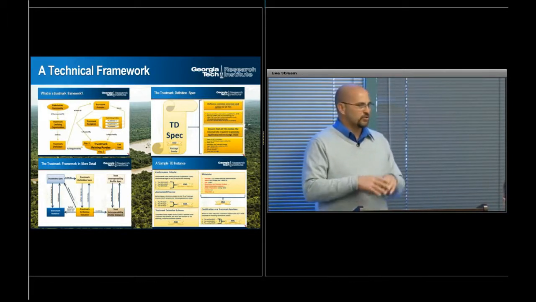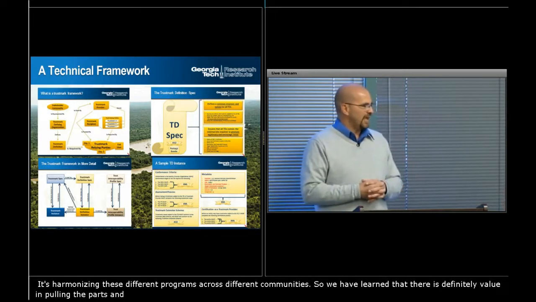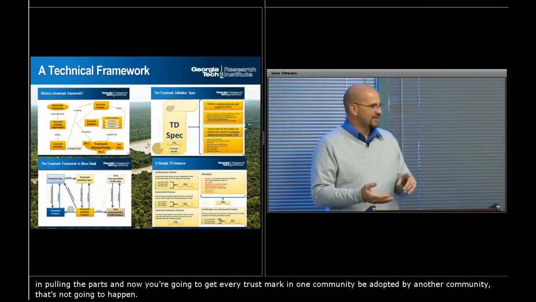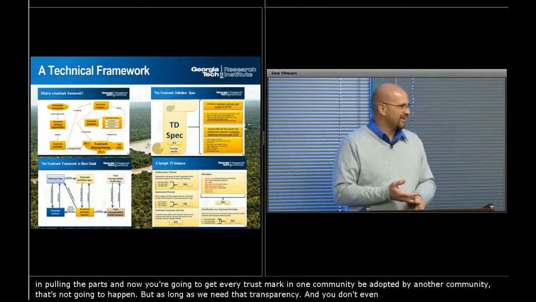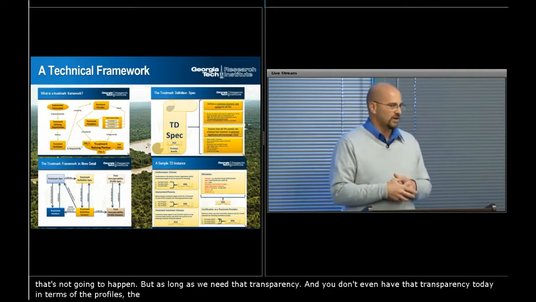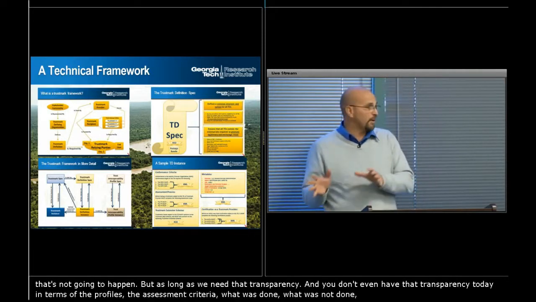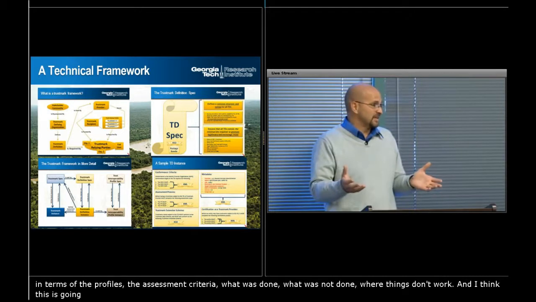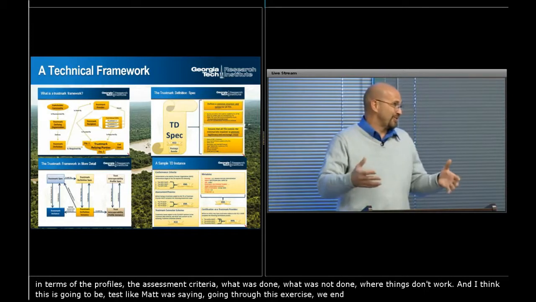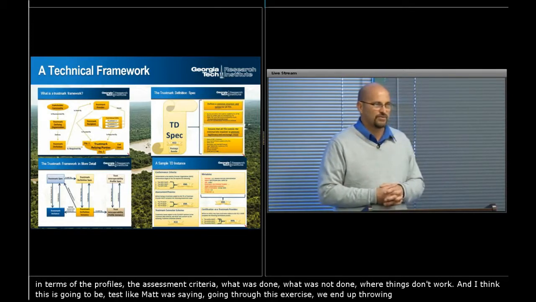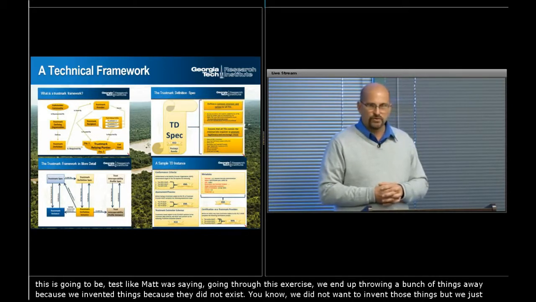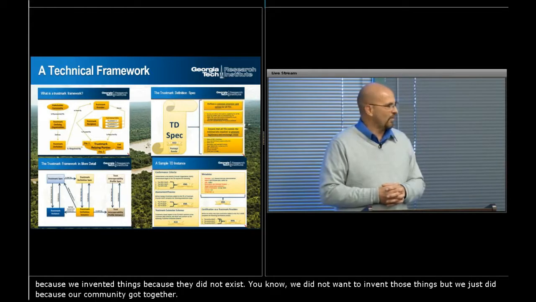But we need that transparency, and you don't even have that transparency today in terms of the profiles, the assessment criteria, what was done, what was not done, where things don't work. And just like Matt was saying, going through this exercise with FICAM, we ended up throwing a bunch of things away because we invented things because they didn't exist. We didn't want to invent those things, but we just did because our community got together. I think you'll find that a lot of communities tend to invent things because they're not aware or they don't know how to. Sometimes it's easier to invent something than to go through the 200-page document of another community and figure out what they did.